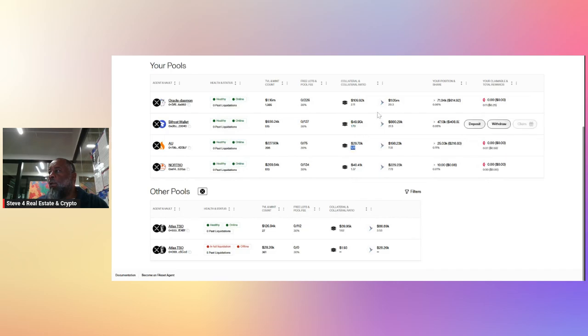Pay attention to that. This is the overall collateral ratio. This shows you your position and your share, which I'm at 0.06, 0.05, 0.11, 0.01 respectively, and then it shows you your claimable and total rewards, which we've already done.